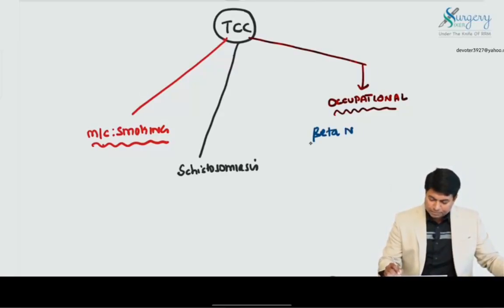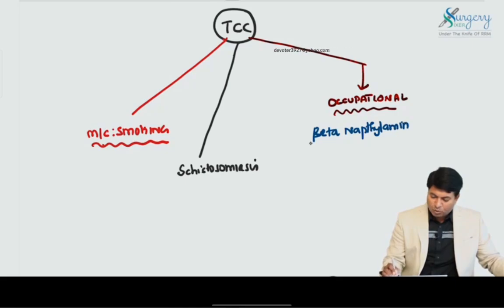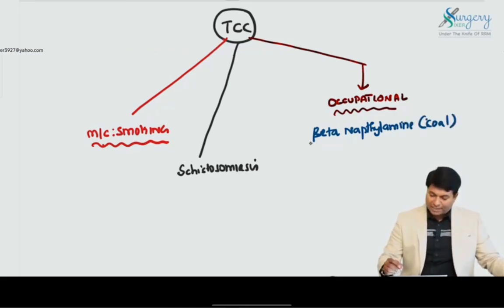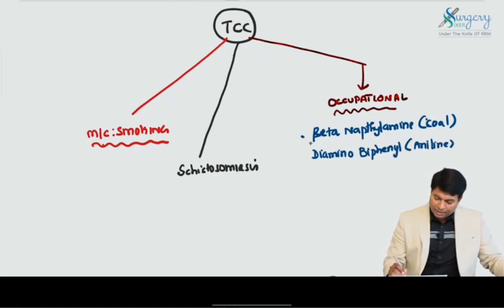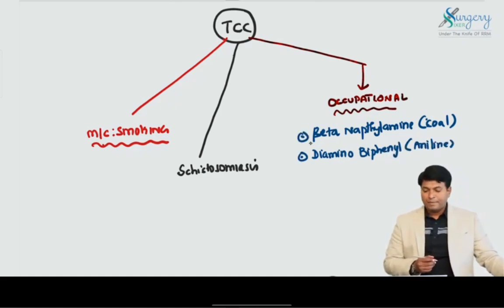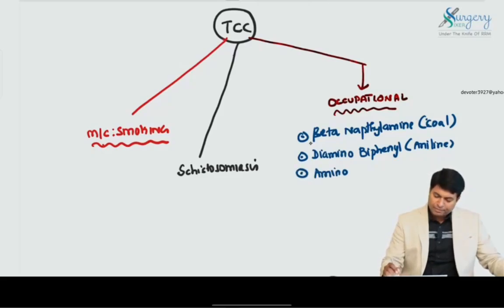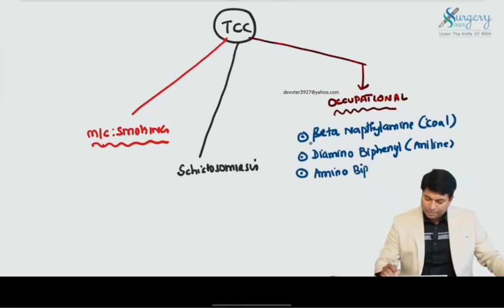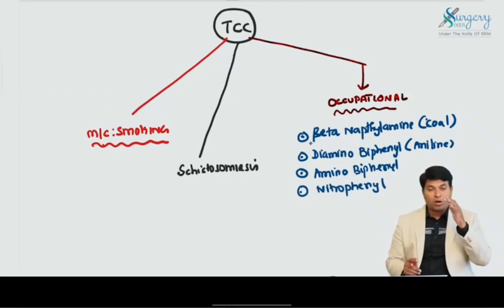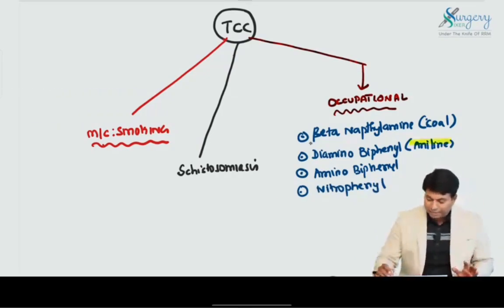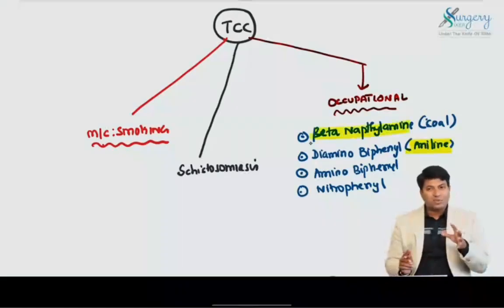Beta-naphthylamine is seen in coal factories. Diamino biphenyl is seen in aniline dye workers. There are many others, like amino biphenyl, diamino biphenyl, aniline, nitrophenyl. All these are various occupational substances which can cause bladder cancer. In this, I want you to remember aniline dye and beta-naphthylamine dye. These two are important risk factors for causing bladder cancer.